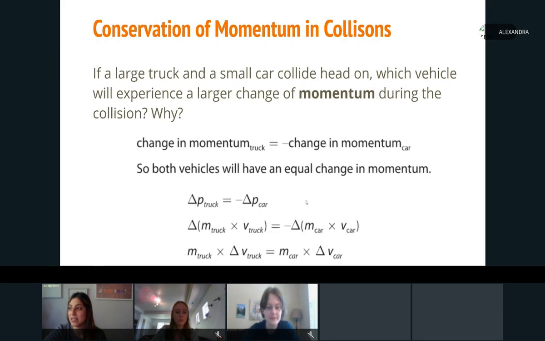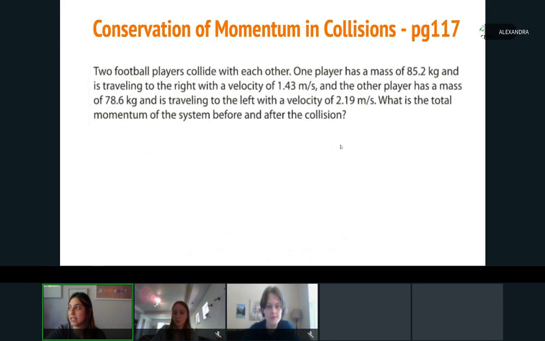Okay. So let's go into this next problem. This was taken directly from the book, and you do want to have that book handy because we are going to be using a lot of example problems from it. We've got an example of conservation of momentum and collisions. If you have the book handy, you can open it to page 117 because this is right in there. So we've got two football players who collide with each other.